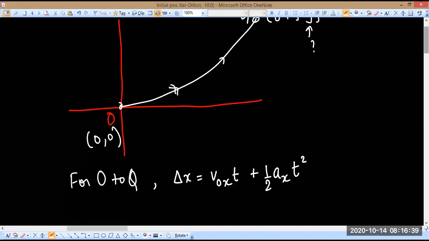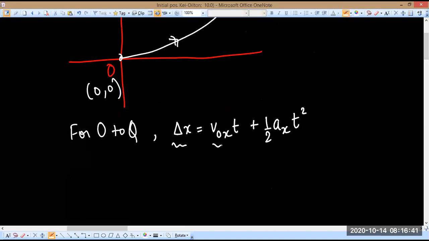Do you still remember the meanings of all these symbols, people? Do you still remember the meanings of all these symbols?